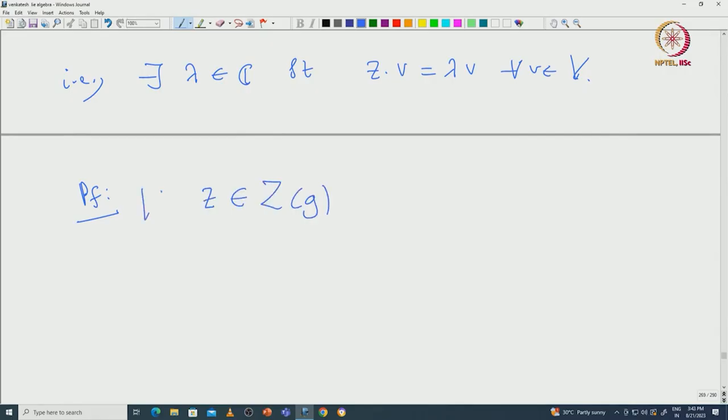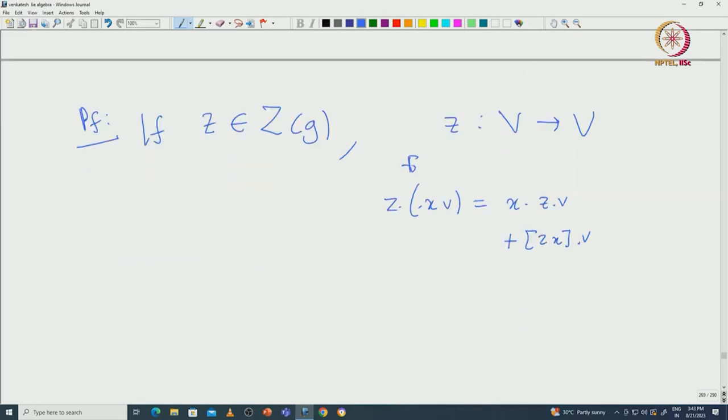So, then what happens if you look at this action of Z on this capital V? So, then you can easily see that this Z actually commutes with the action of X. Okay. So, if you compute Z acting on X v for some X in g, then this will be exactly equal to X dot Z dot v plus the bracket [Z, X] dot v.